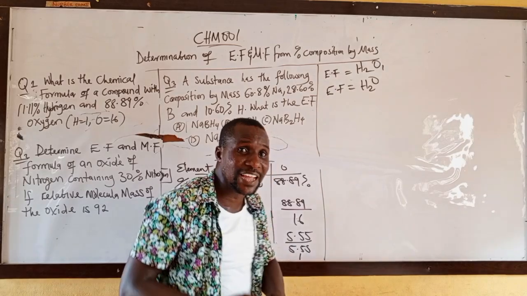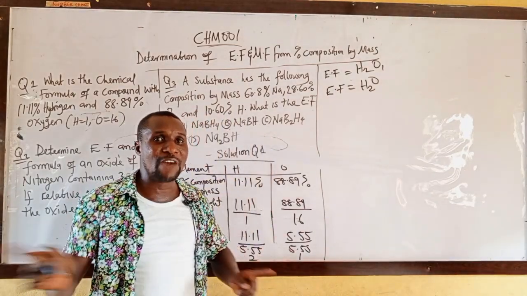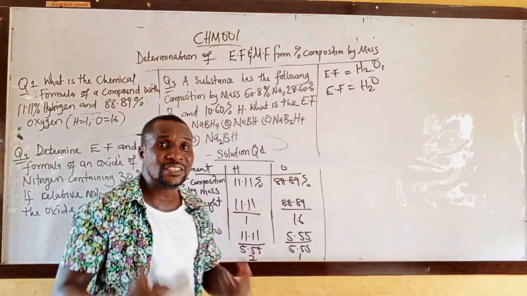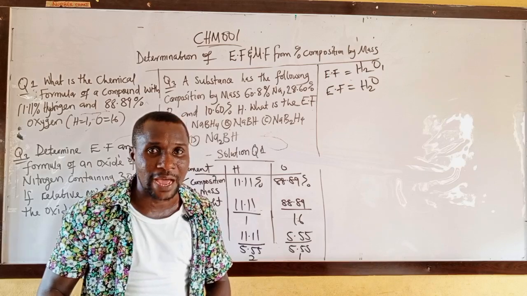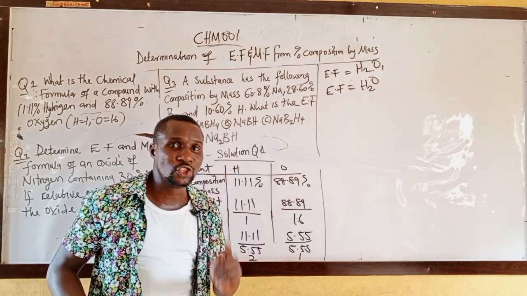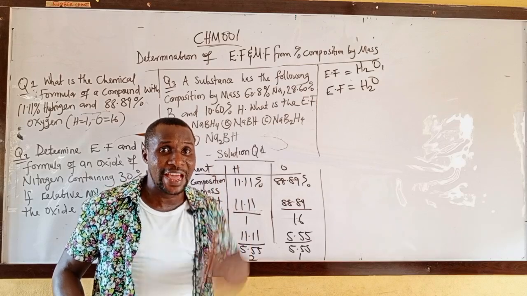And don't forget, I told you in the first video that empirical formula and molecular formula can be the same, when you cannot simplify that molecule any further. That is, when n, which is the ratio of molecular formula to empirical formula, is 1.